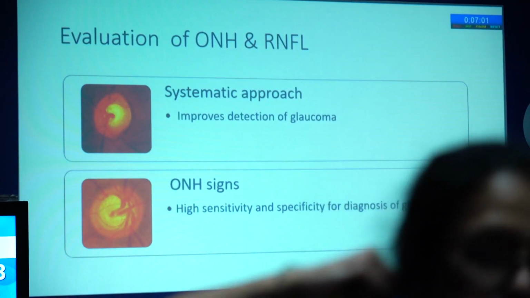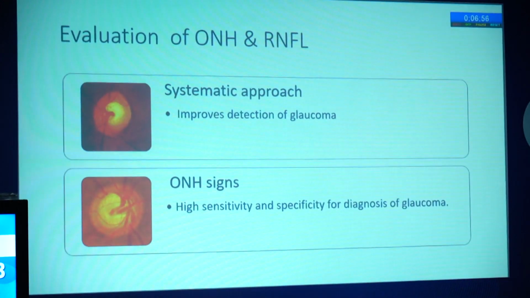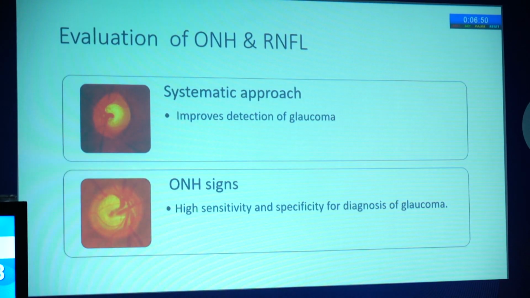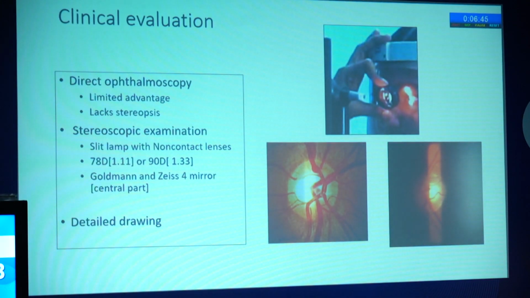Evaluation of the optic nerve head and RNFL requires a systematic approach. It improves the detection of glaucoma. ONH signs have high sensitivity and specificity for diagnosis of glaucoma. Clinical evaluation can be done with direct ophthalmoscopy, but it has limited advantage. It lacks stereopsis. Stereoscopic examination can be done by slit lamp and non-contact lenses, particularly 78D or 90D, which are preferred. You can also use the central part of the Goldmann size 4 mirror.